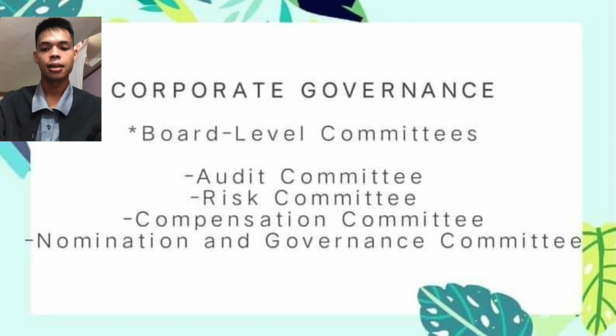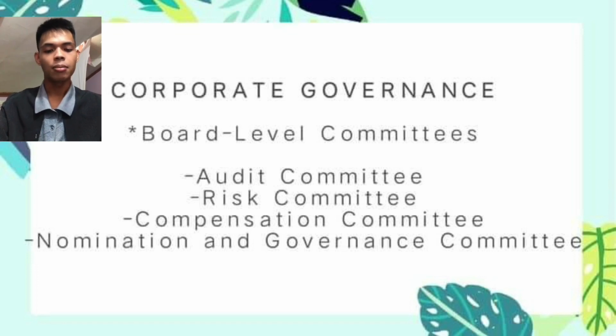Corporate governance. Under corporate governance, there are board-level committees: Audit Committee, Risk Committee, Compensation Committee, and Nomination and Governance Committee. First, the Audit Committee provides oversight of the financial reporting process, the audit process, the company's system of internal controls, and compliance with laws and regulations.